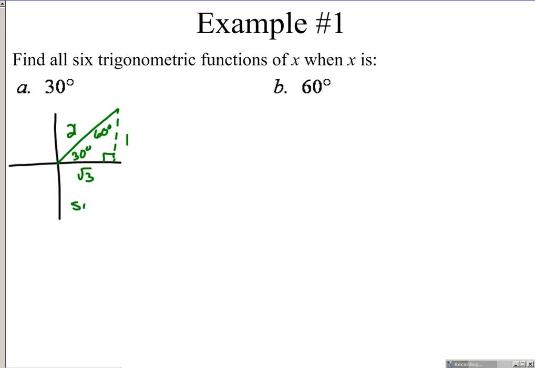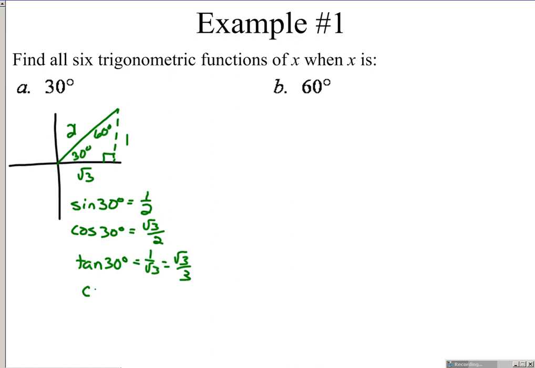Sine: opposite over hypotenuse, 1/2. Cosine: adjacent over hypotenuse. Tangent: opposite over adjacent, 1 over root 3, and rationalize.